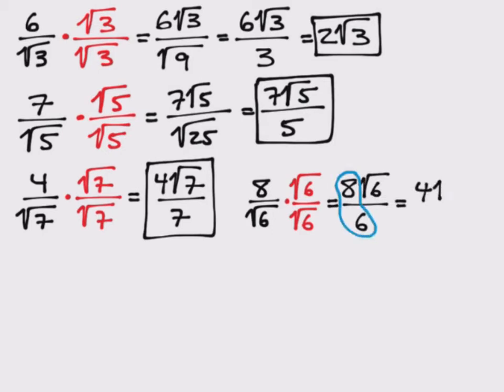Awesome. See, it's not so bad. But let's take a look at a few more examples where this strategy might not actually be the most efficient. For example, 3 over the square root of 8. Now, we certainly may multiply this fraction by the square root of 8 over the square root of 8, and we'll definitely get a nice integer for our denominator.